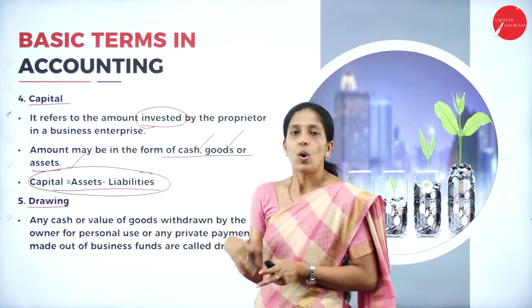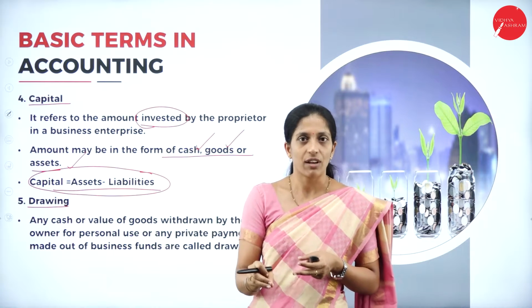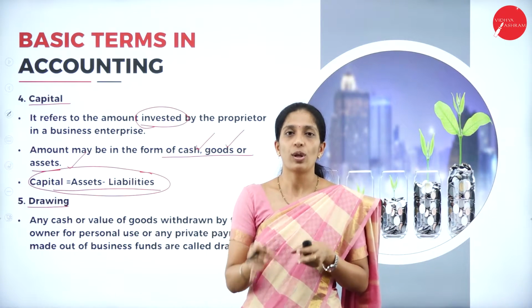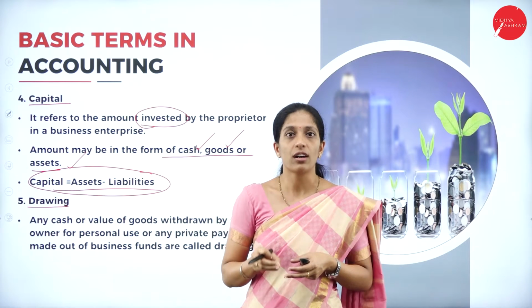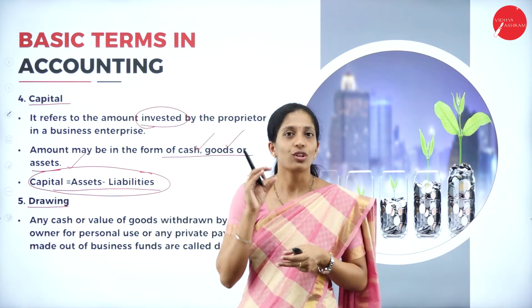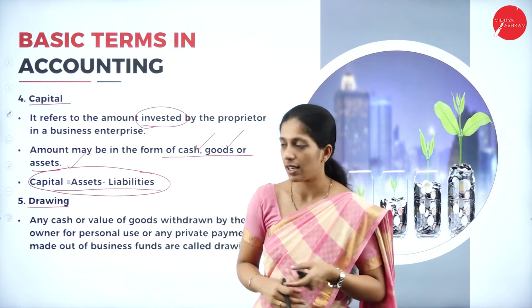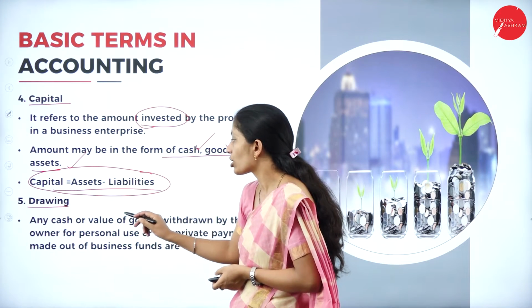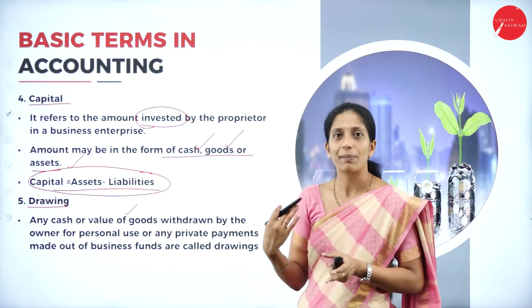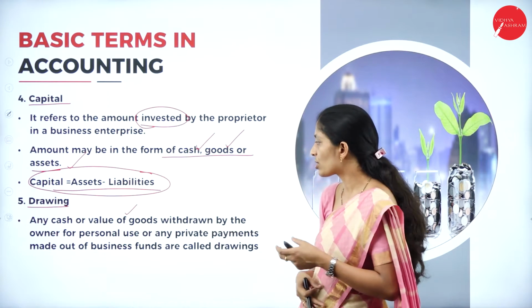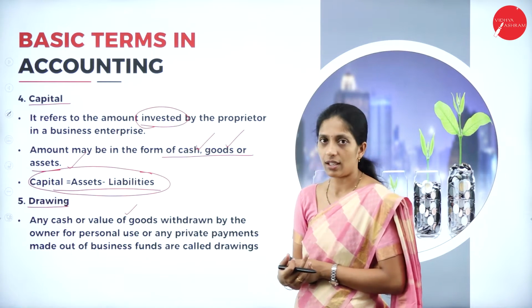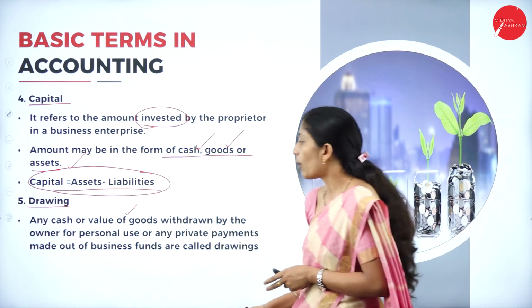Capital. So whatever the amount which has been invested, suppose the owner is in urgent need of money, he can withdraw a certain amount for his personal use. So that is known as what? Drawings. Any cash or value of goods, it may be in the form of cash or in the form of goods, withdrawn by the owner for personal use.